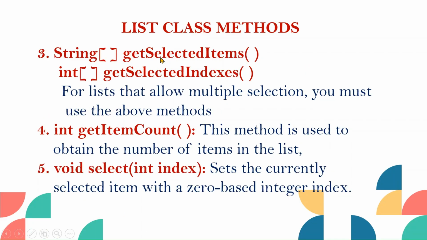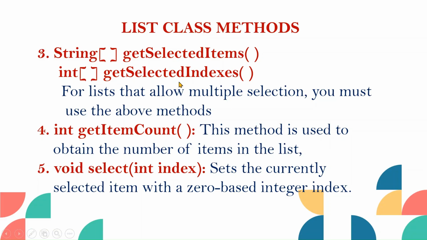Now if you go for selecting more than one item, then we can go for the getSelectedItems method. You can see the square brackets, where it is an array. Suppose among 6 elements you are selecting 3 elements, the 3 items that you selected will be stored here.